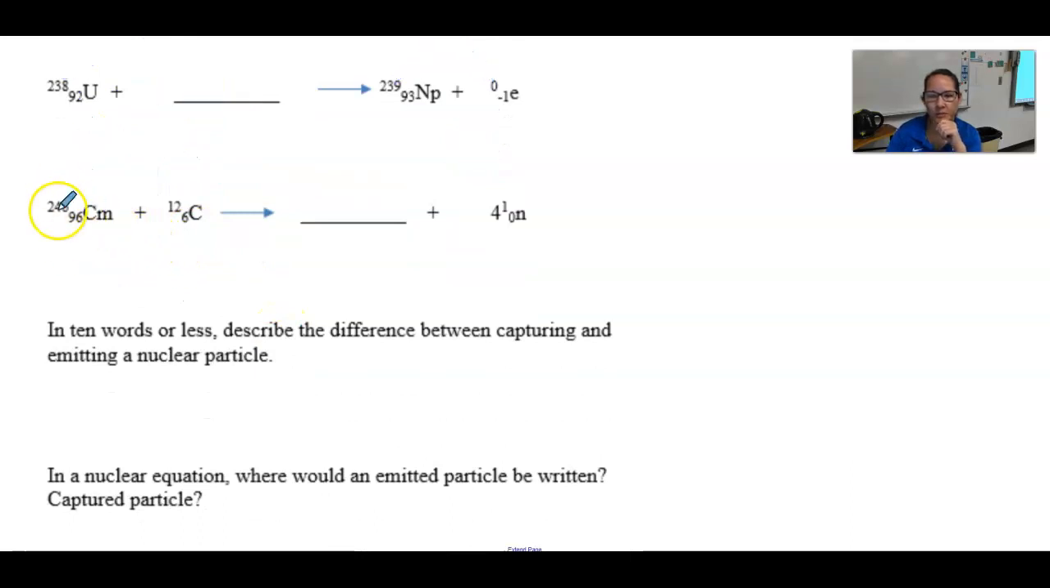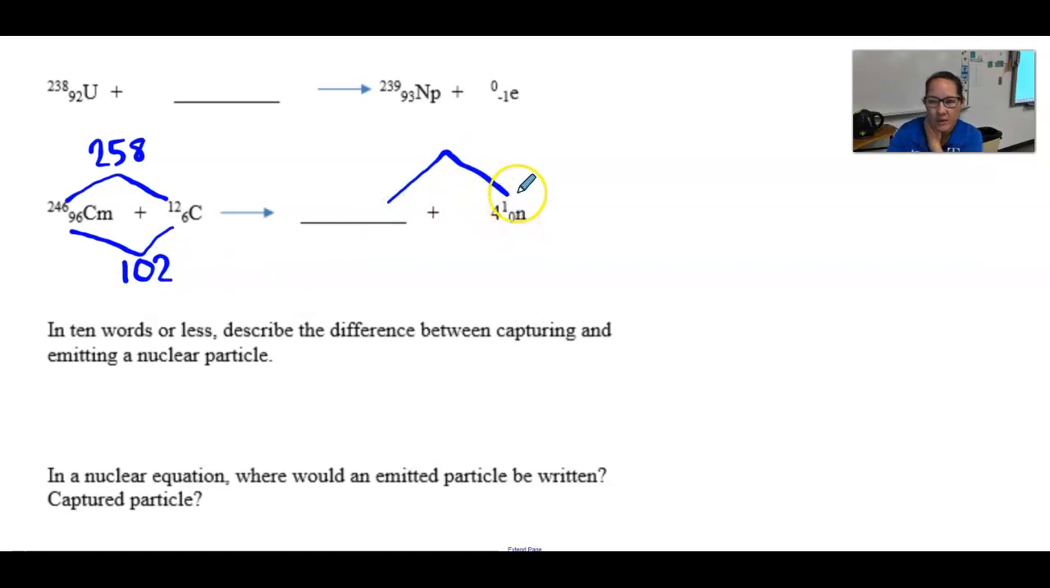If I were to balance this equation, 246 plus 12, that's going to be a total of 258. And at the bottom, 96 plus 6 is a total of 102. So over here, we should have, this is 4. 4 times 1 equals 4. And 4 plus what is going to equal 258? And that's going to have to be 254. So my top number is 254 here.